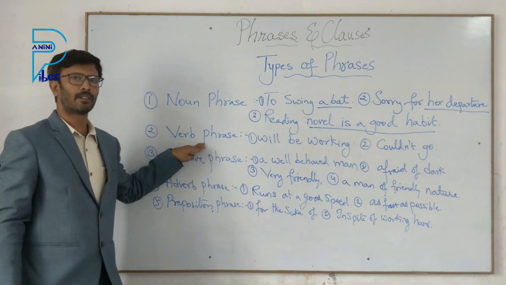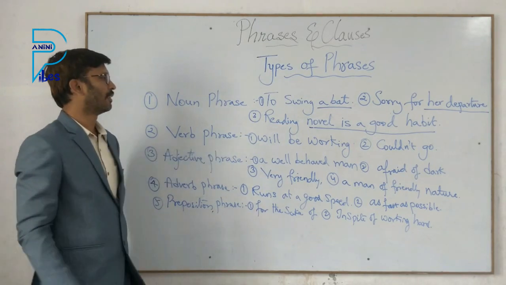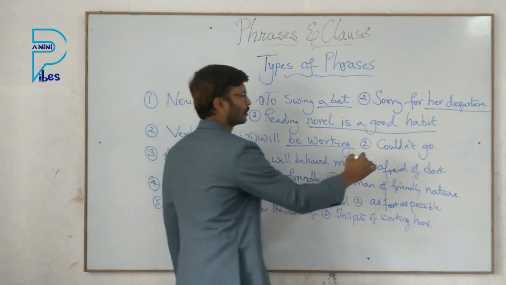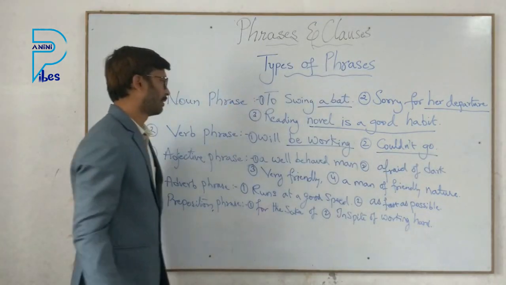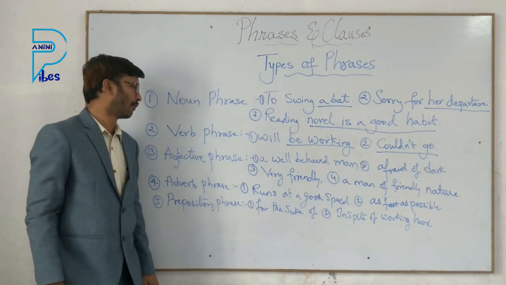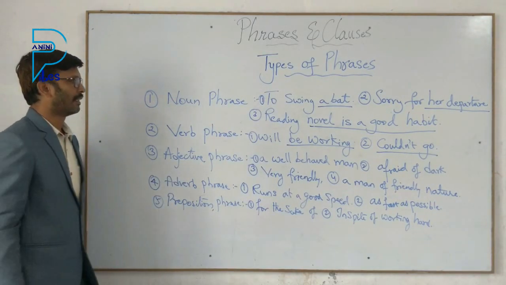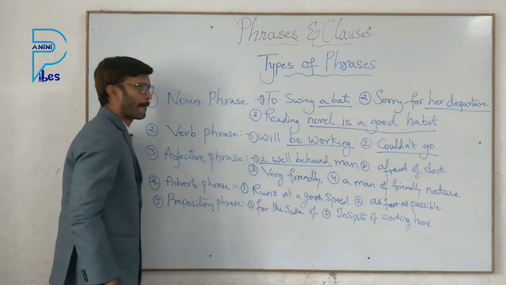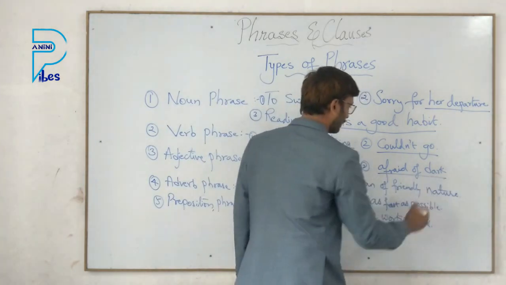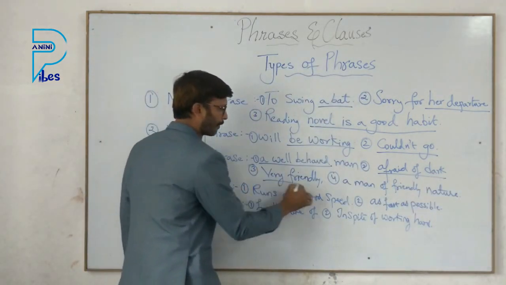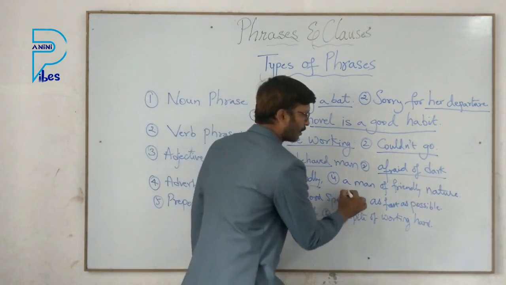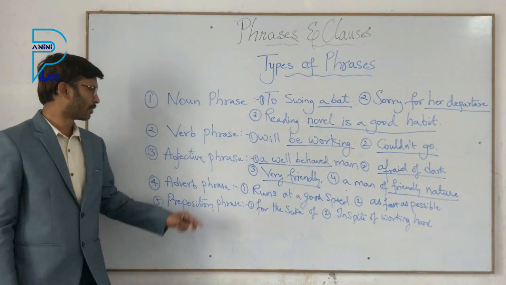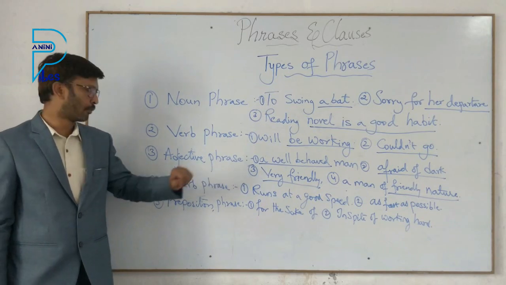Now coming to the verb phrase. Verb phrases, for example: will be working, couldn't go. These are 2 examples of verb phrases. Adjective phrase, for example: a well-behaved man, afraid of dark, very friendly, a man of friendly nature. All these 4 show the adjective phrase.